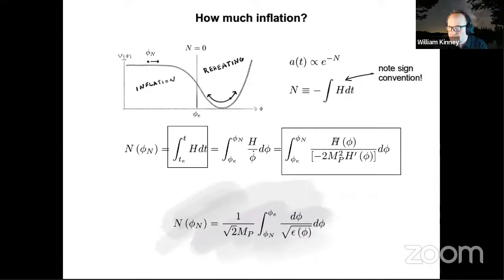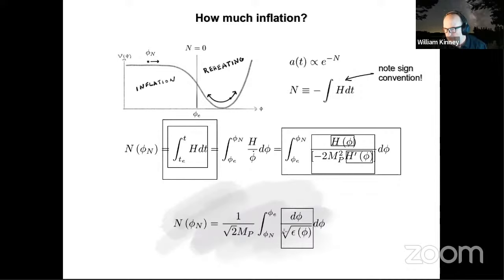And if I write this in the slow roll approximation, H and H prime depend only on the potential. Or even better, an exact expression: I notice that this integrand in here is just 1 over the square root of epsilon. So now what I've done is rewritten this time integral as an integral over the equation of state during the inflationary phase.